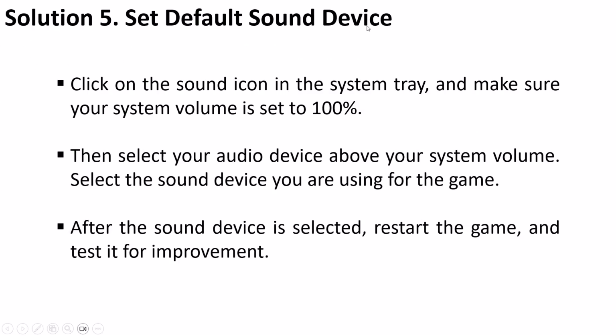Solution 5 is to set default sound device. Click on the sound icon in the system tray and make sure your system volume is set to 100%. Then select your audio device above your system volume. Select the sound device you are using for the game. After the sound device is selected, restart the game and then test it for the improvement.